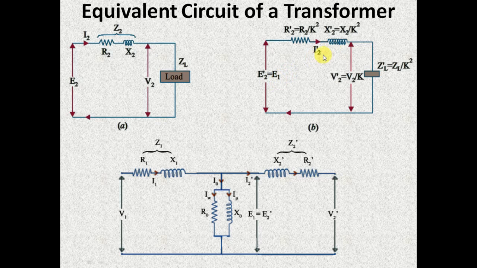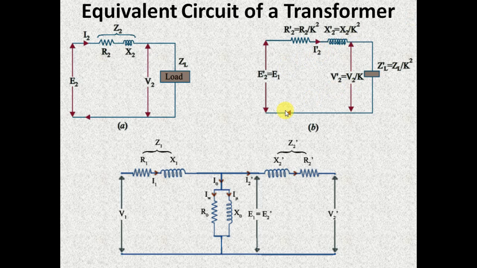Similarly, by using the relation of transformation ratio, we can say that I2 dash is equal to K times I2. This is possible because when we are transferring the secondary side to the primary side, the value of I2 dash must be same as that of I1. And you know that I1 by I2 is equal to K. From there you can easily say that I1 is equal to K times I2. So I can write I2 dash is equal to K into I2.